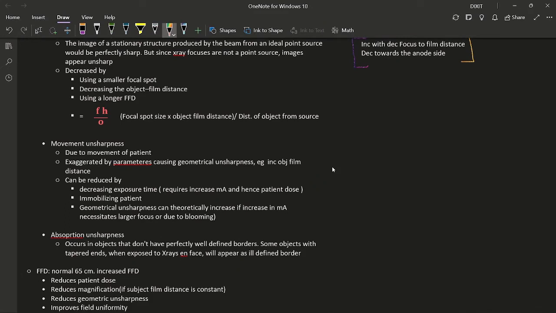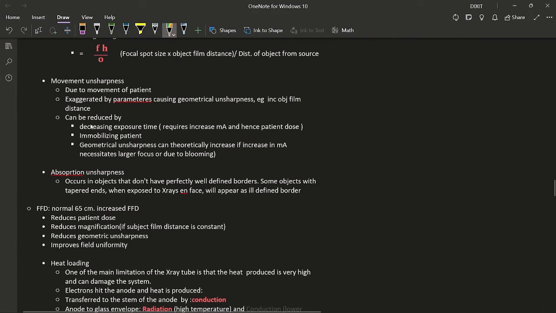And basically anything that magnifies the image will make the movement unsharpness more prominent. So anything that magnifies the image will increase movement unsharpness. Movement unsharpness can be reduced by decreasing the exposure time, but the problem is that it will require an increase in mA and hence patient dose.